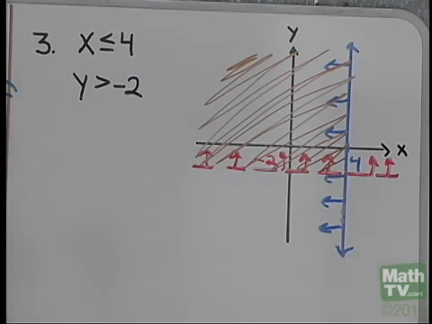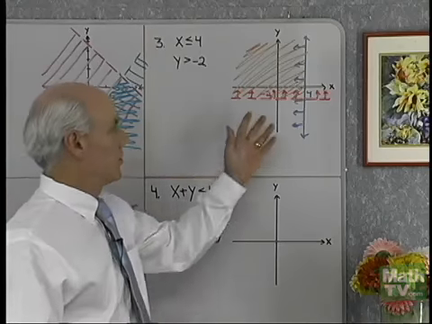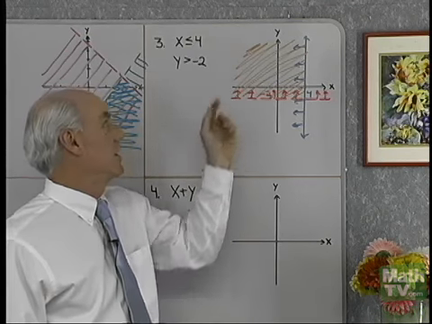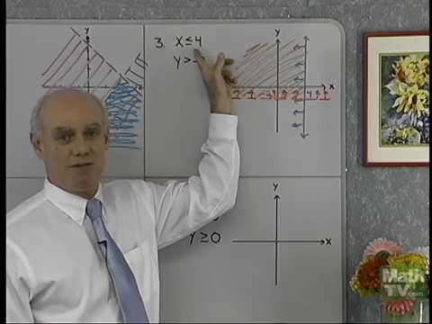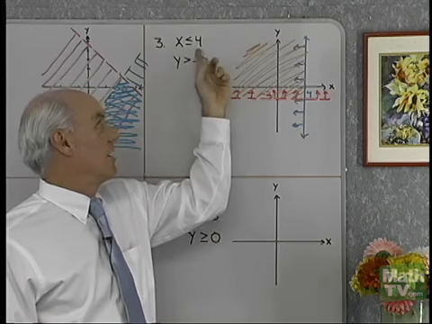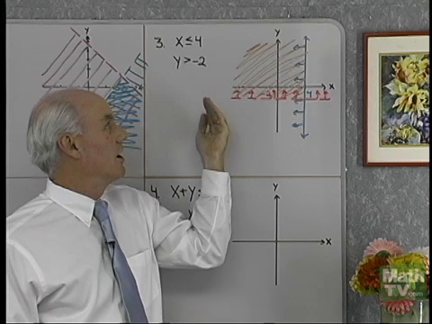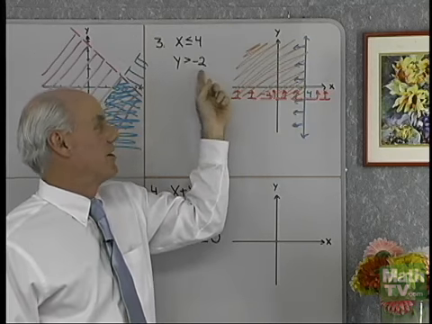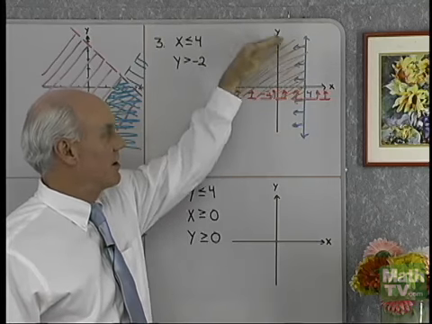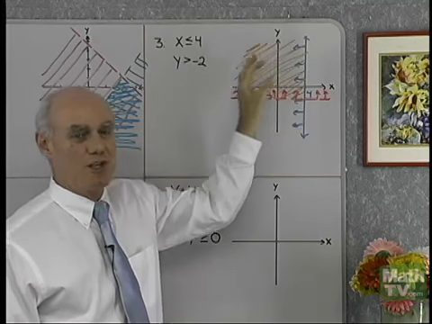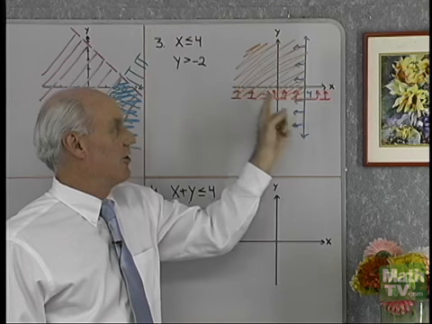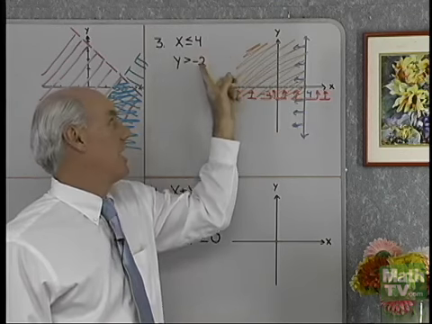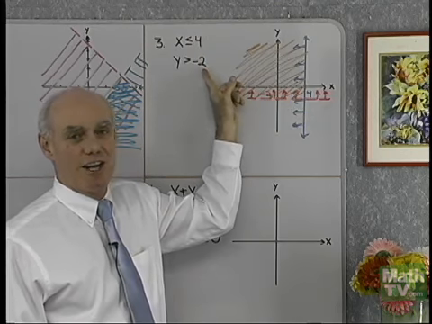So it might have looked a little more difficult at first just because of the simplicity of these equations, but it's really not. We know that boundary line is going to be a vertical line. All x greater than or equal to 4 is going to be this way. And less than or equal to 4 is going to be this way. All y greater than negative 2 is going to be up here. That really looks like the region of the coordinate plane where we have all the ordered pairs x, y, where the x coordinate is less than or equal to 4 and the y coordinate is greater than negative 2.